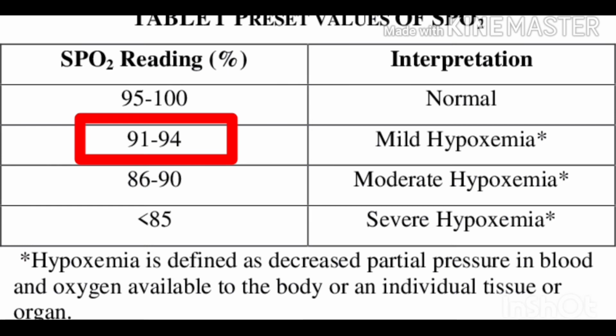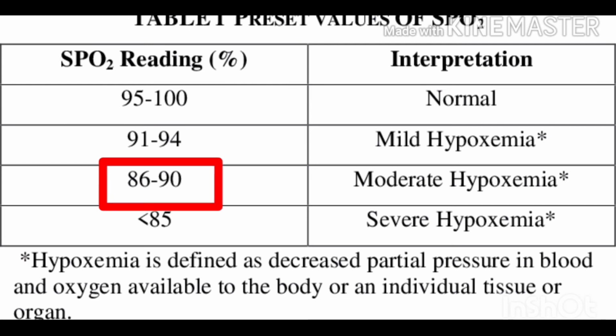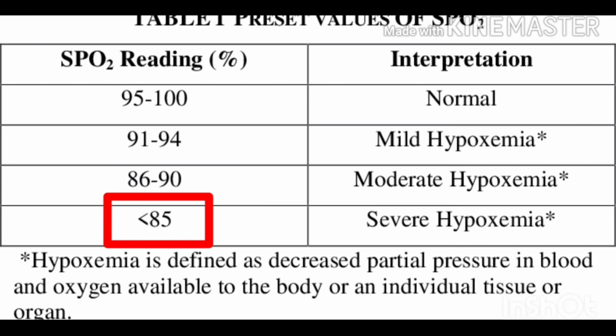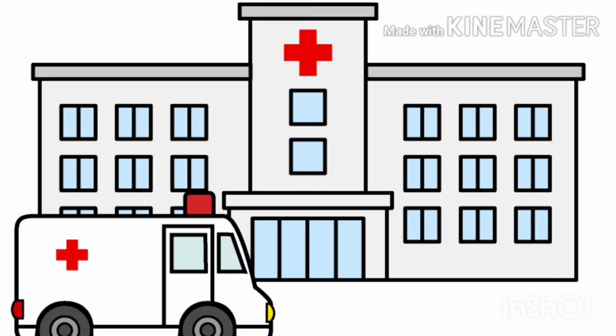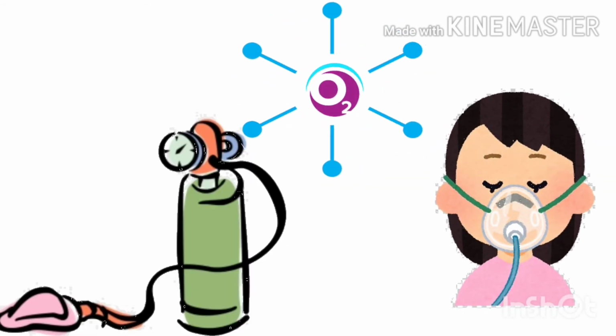If the oxygen saturation level is 86 to 90%, we can categorize it as moderate hypoxemia. And if the oxygen saturation level is less than 85%, we can categorize it as severe hypoxemia. Mild hypoxemia requires care, whereas moderate and severe hypoxemia require hospital admission and oxygen supply should be given to them.